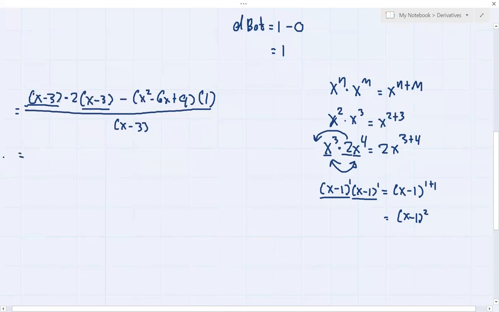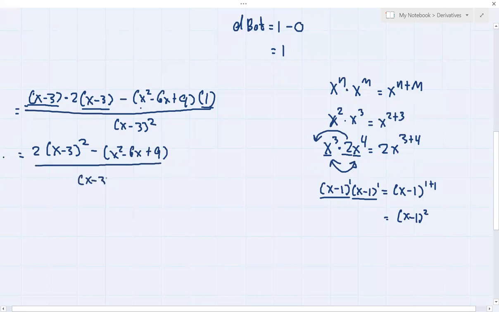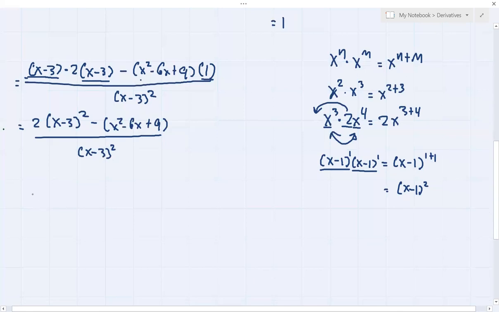Therefore, x minus 3 times x minus 3 magiging x minus 3 raised to 1 plus 1. So this would be 2. Okay? Then next, ito, i-distribute mo si 1 dito sa trinomial na to, we will have x squared minus 6x plus 9 pa rin siya. All over the square ng bottom, which is x minus 3. In here, pwede ko itong i-simplify.